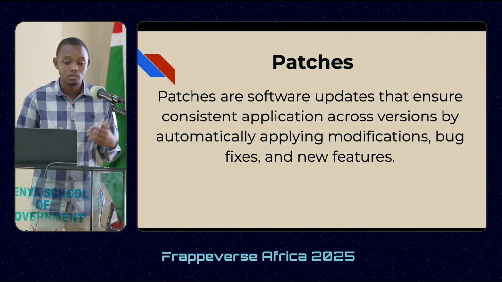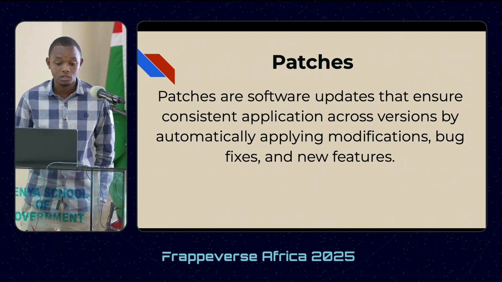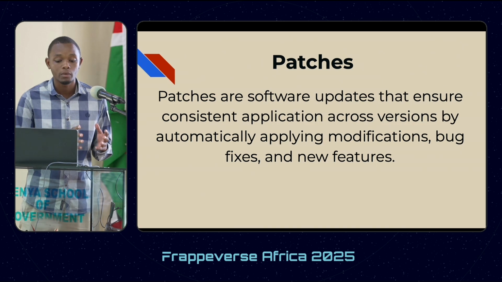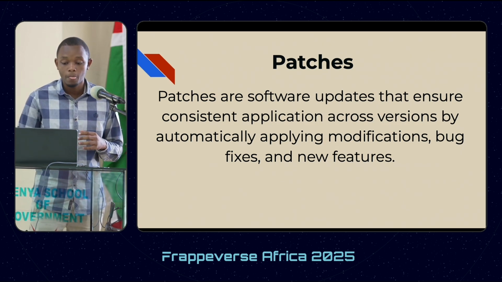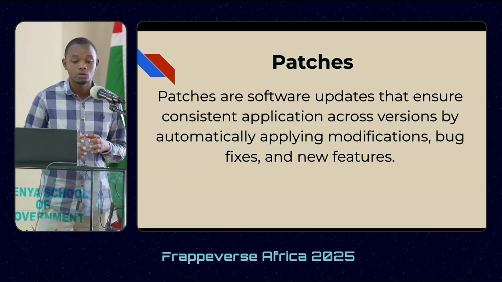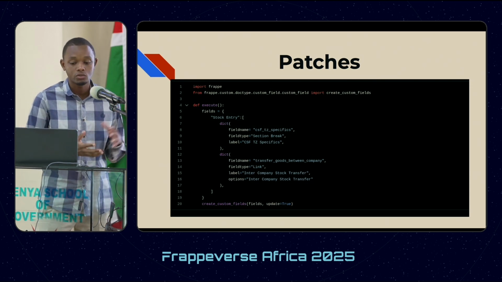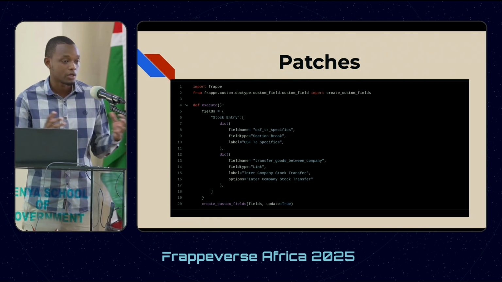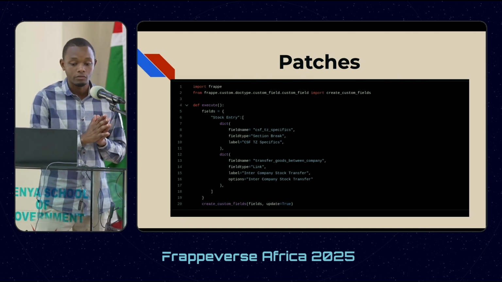Patches are software updates that keep consistency in the application across versions, and they help make all the modifications we have made, and the bug fixes, available in the system. The current way ERPNext and FRAPPE are using is fixtures, which is a piece of code that is written so that when it runs, all the features made to that system become available.